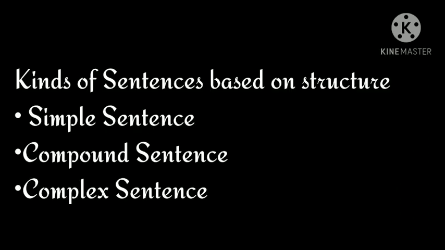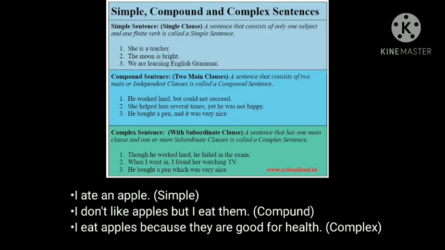So, now based on structure, we have three kinds of sentences, and they are simple, compound, and complex. Now, what is a simple sentence? A simple sentence is made up of one independent clause, one subject, one predicate, one finite verb, and expresses a single idea. You can say that one independent clause forms a simple sentence.